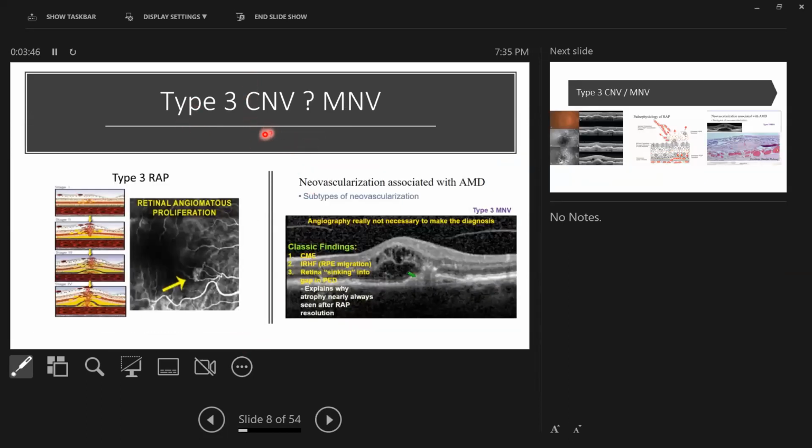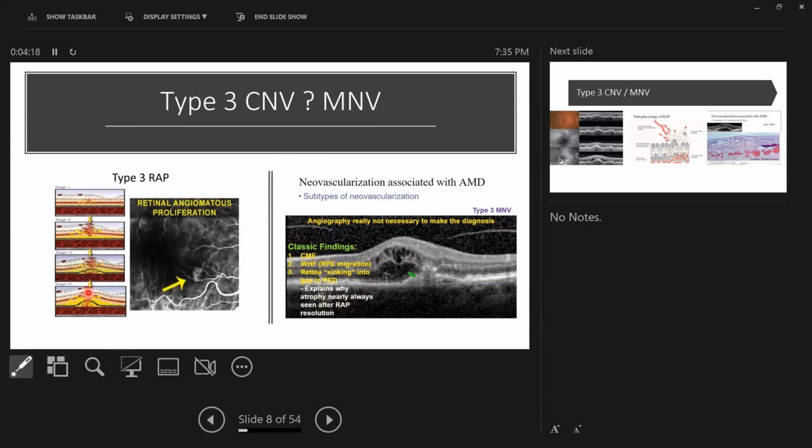What about the type 3 CNV? There are many features for type 3 CNV. First, we get an area of RPE detachment, and on the apex of the RPE detachment we have hyperreflective foci. These hyperreflective foci represent migrating retinal pigment epithelium that migrates from the outer layers into the inner layers and stimulates the deep capillary plexus, producing neovascularization, as we can see here.